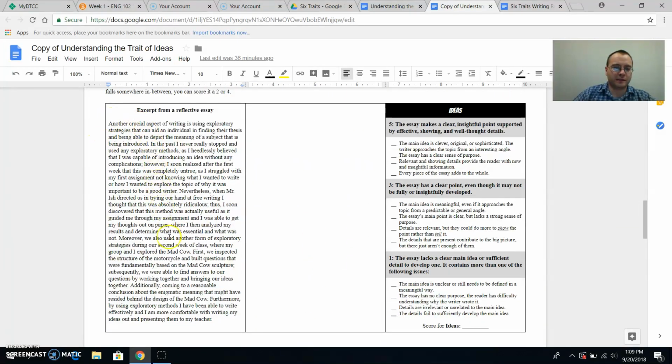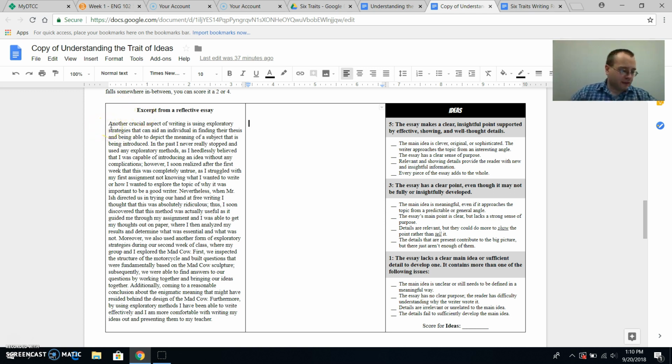But you're going to read this example on the left. You're going to mark where on the rubric you would score the piece, and then you're going to provide explanations for why. So let me do a little bit of this first one to give you an idea. So this is an excerpt from a reflective essay. Okay, so I'll do this right here in front of you so you can see exactly what it is I'm expecting you to do.